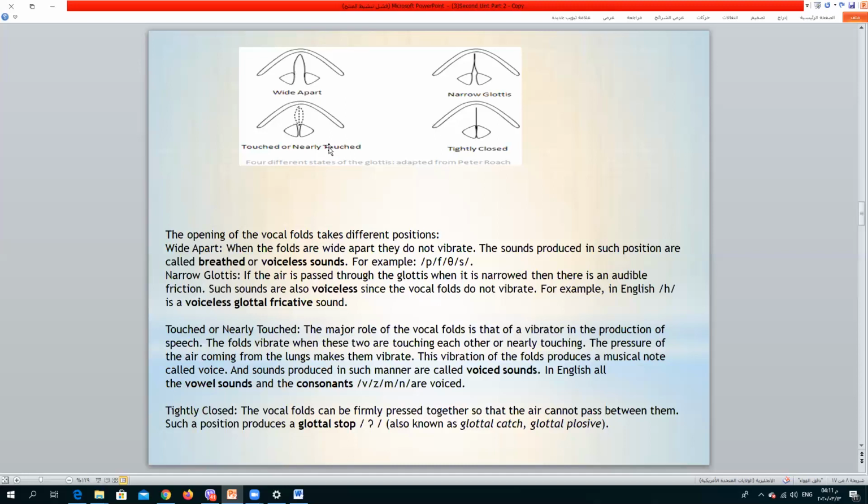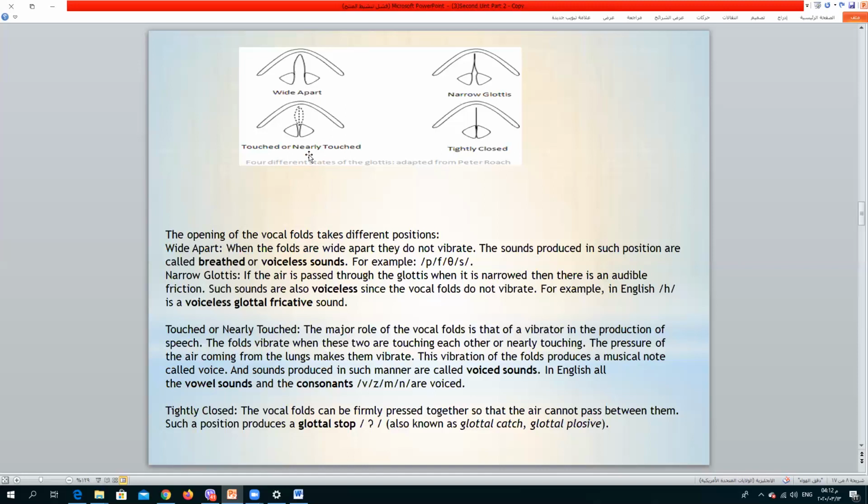As we know, the major role of the vocal folds is that of a vibrator in the production of speech. The folds vibrate when these two are touching each other or nearly touching. The pressure of the air coming from the lungs makes them vibrate. The vibration of the folds produces a musical note called voice. And sounds produced in such a manner are called voiced sounds.